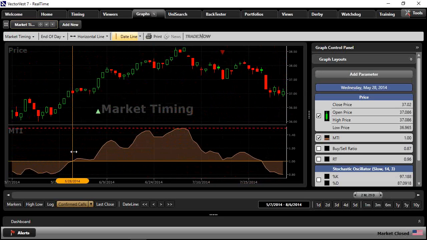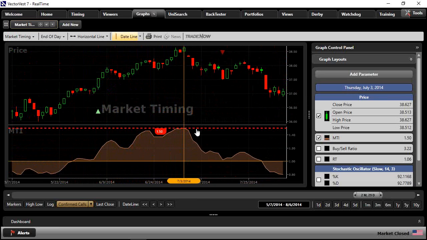MTI crossed above 1 back here at the end of May. Uptrending phase was in full force, right? Markets hitting higher highs, higher lows. Things are great. Then the MTI gets to right around 1.5, 1.6. Okay, think of it more as a resistance zone as opposed to an actual level. But the MTI is climbing to a very high level, anywhere between 1.4 and 1.6.